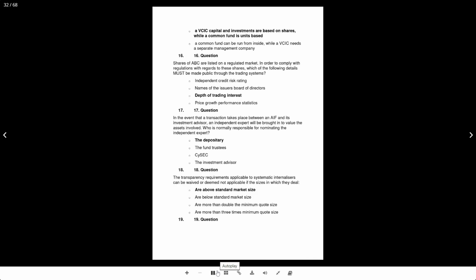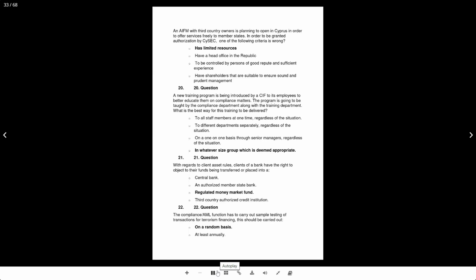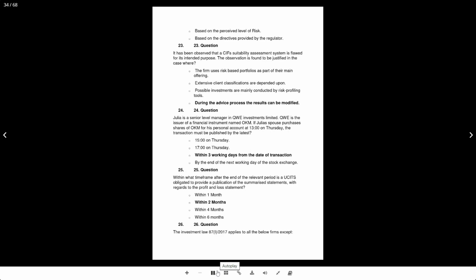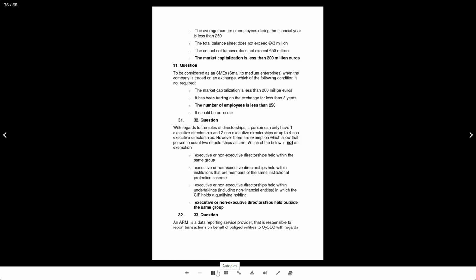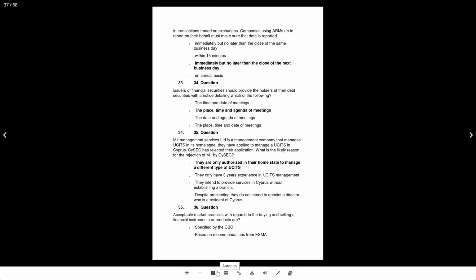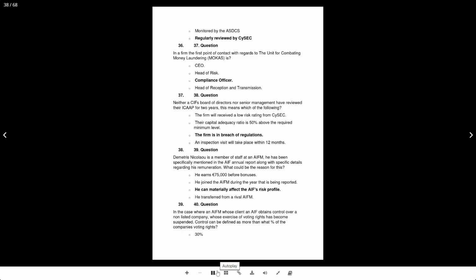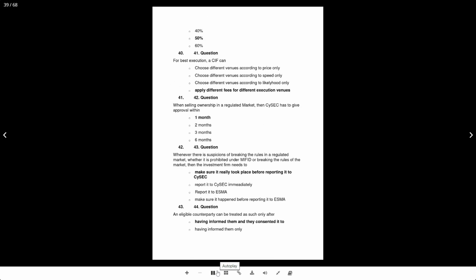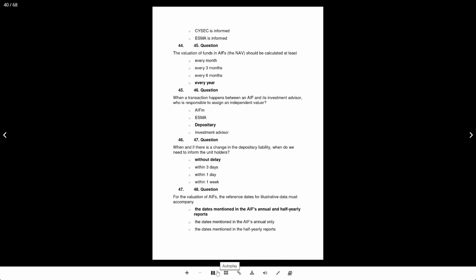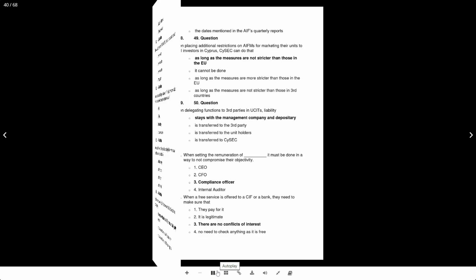AML/CTF, anti-money laundering and counter-terrorism financing. Enhanced and simplified due diligence requirements, including examples of high-risk clients, e.g., bearer shares, third-country financial institutions. Suspicious transaction indicators and reporting to the appropriate authorities, MOCRs, CySEC. 3. Investment services and suitability.